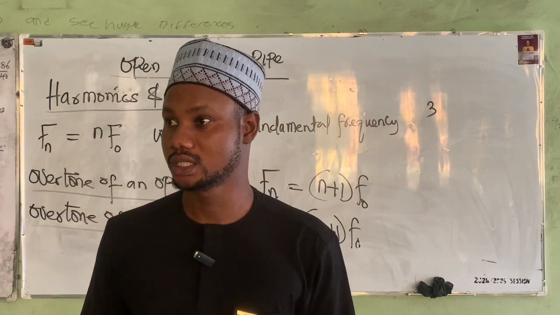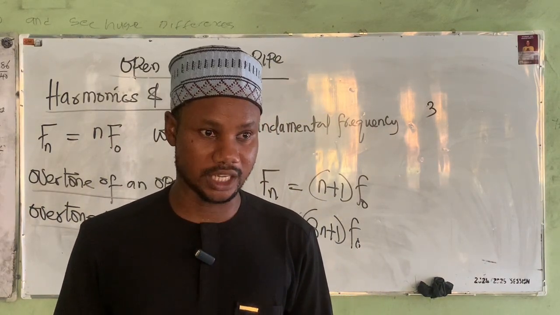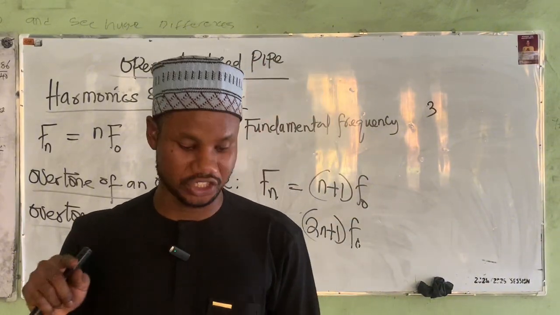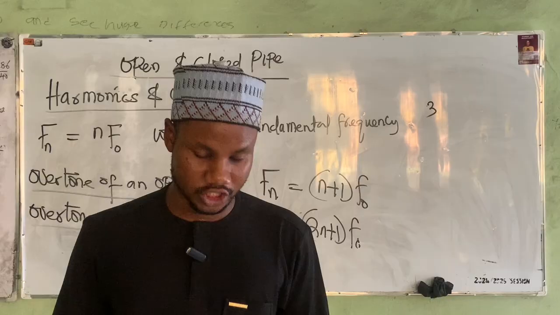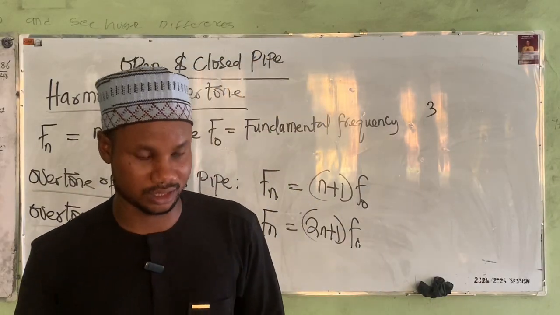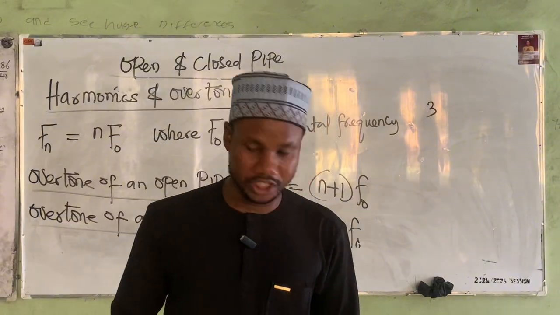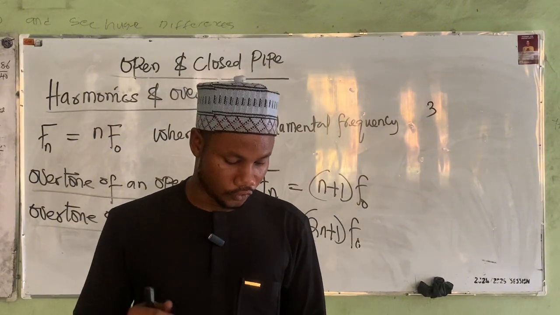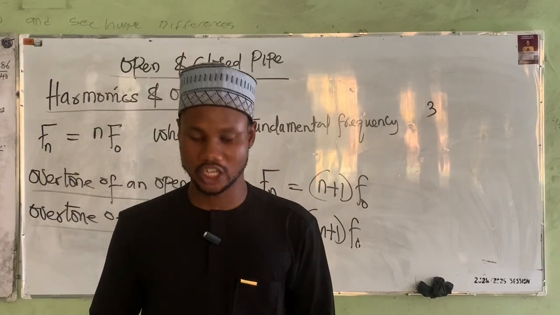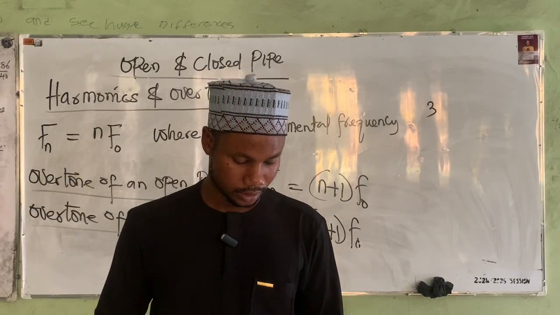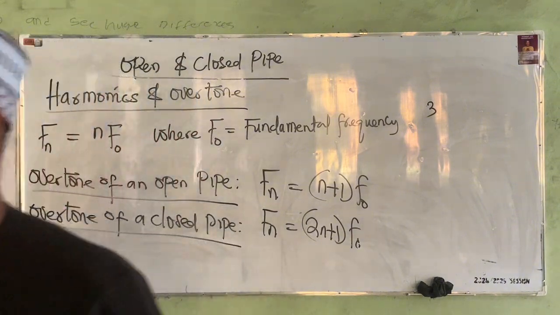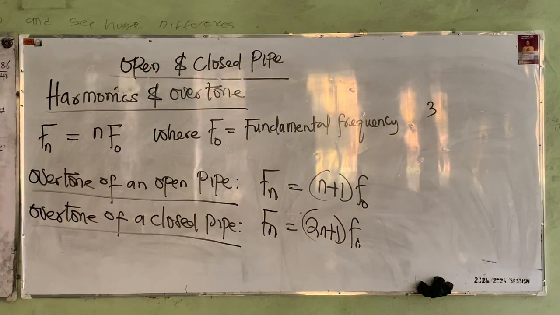I should repeat. Okay, let me repeat myself. An open pipe of length 33 cm resonates to a frequency of 1000 Hz. What is A? Fundamental frequency of the pipe. B. Second harmonics of the pipe. C. Fourth overtone frequency. Okay, let's solve this question here.